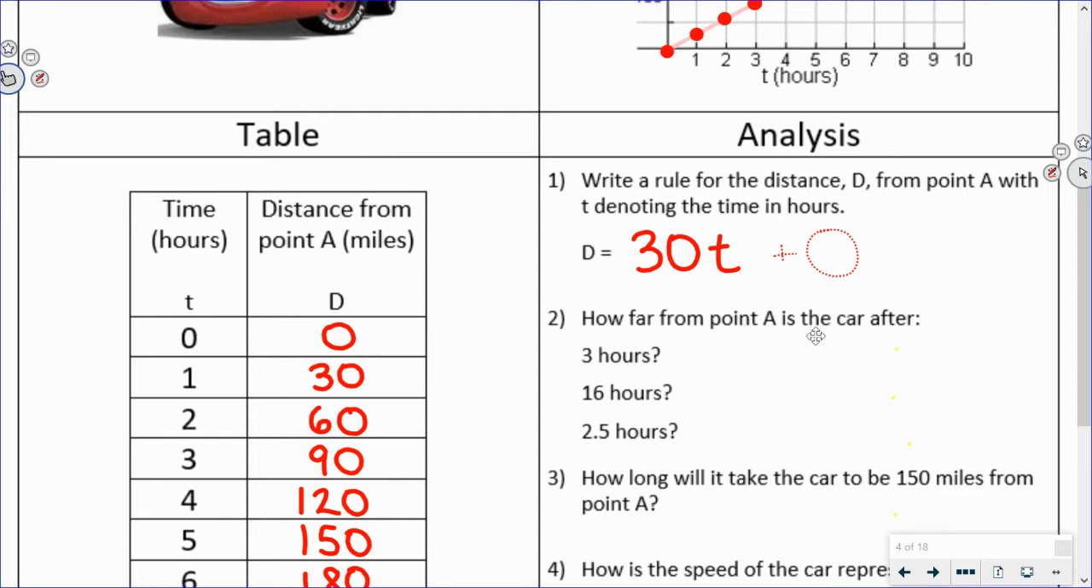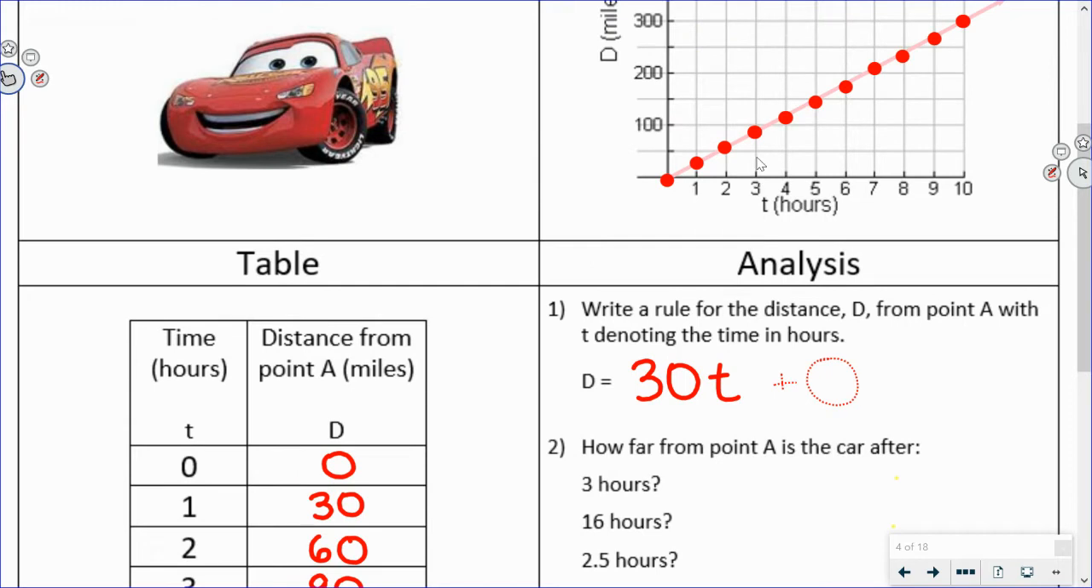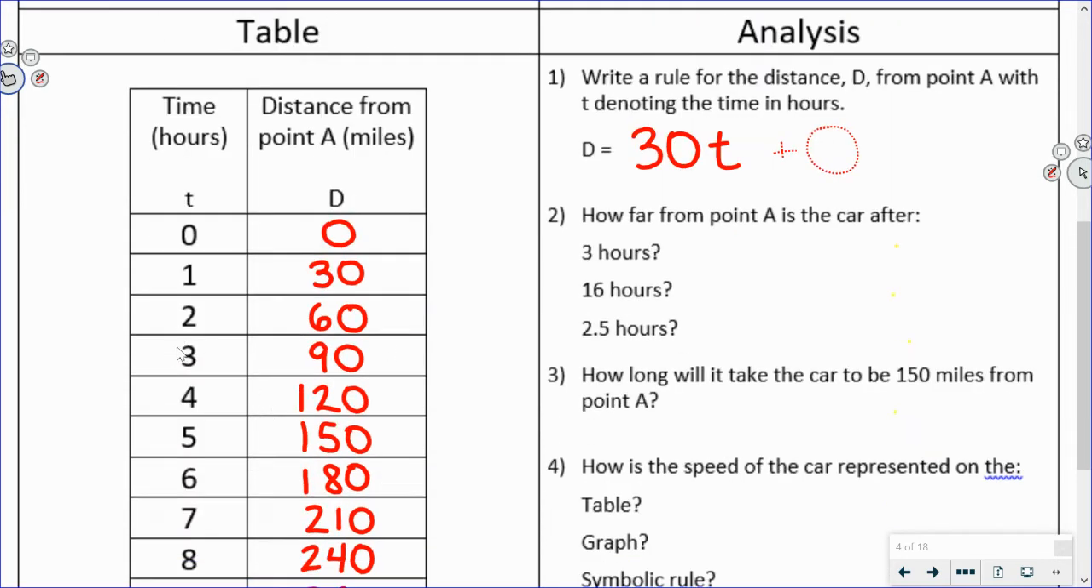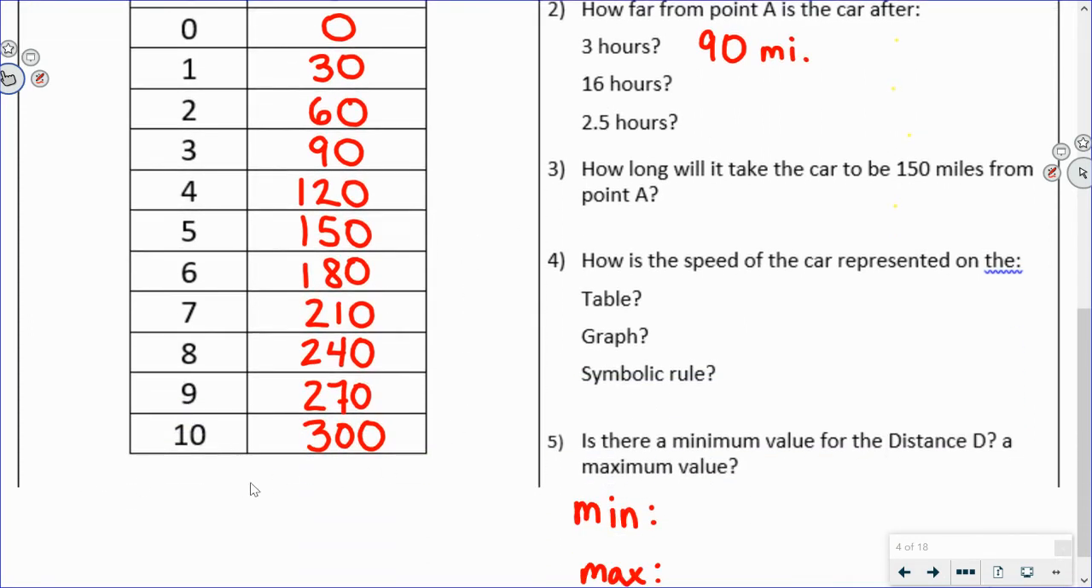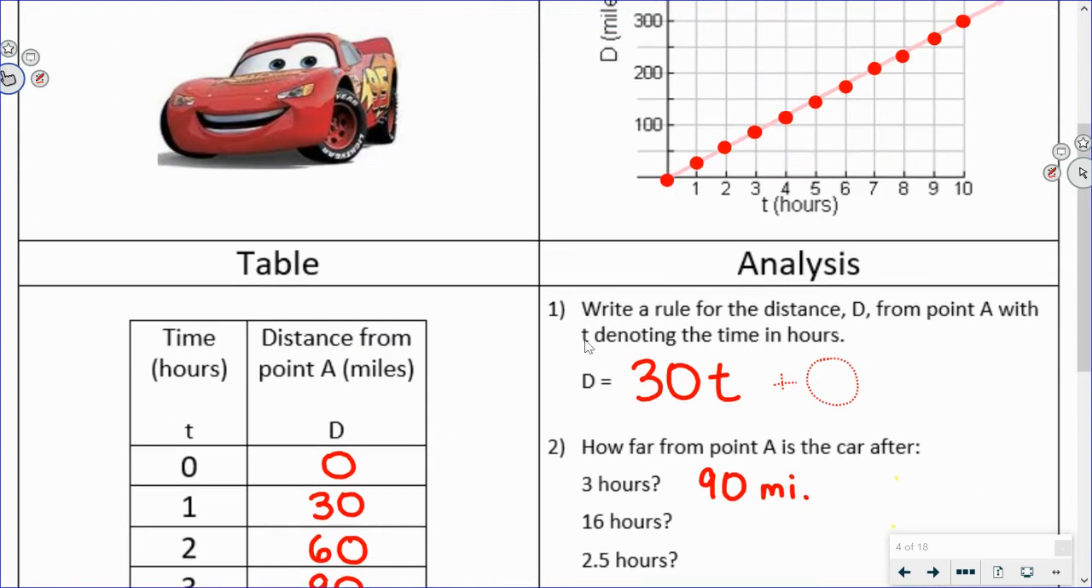Onward we go. How far from point A is the car after, now we want to know how far after 3 hours. Some of you will look on the table, or excuse me, the graph can be a little hard to read, but the table is very clear. It says 3 hours, 90 miles. So Lightning has traveled 90 miles after 3 hours. How about 16? Oh, Mr. Callan, 16 goes off the table. 16 goes off the graph.